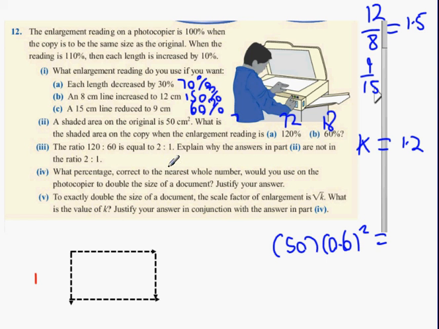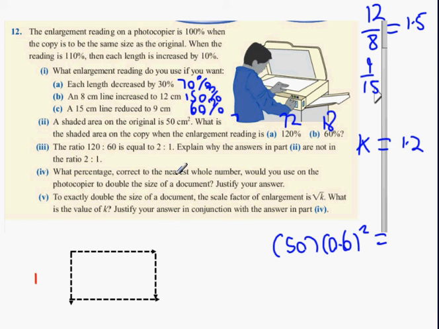The ratio 120 is to 60 is equal to 2 is to 1. Explain why the answers in part 2 are not in the ratio 2 is to 1. Any reason why? The reason being is it's area and it's affected by the value of the enlargement squared. Everybody got that? Enlargement squared.